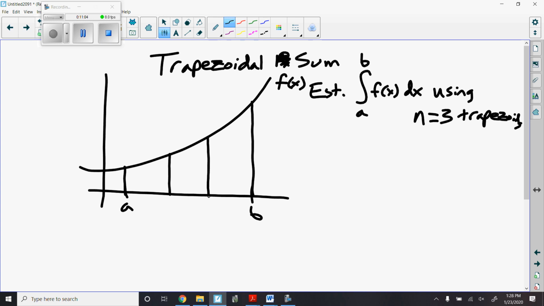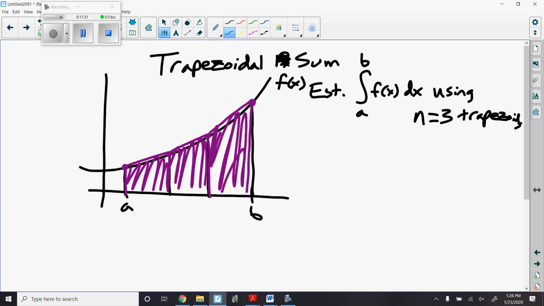I'll use a different color here so it stands out. I'm going to connect here and here, and I'm just going to draw a line between them and find that area. I'm going to connect these 2 points and find that area. I'm going to connect these 2 points, find that area. Similar to midpoint Riemann sums, we tend to get much more accurate estimations. These estimations tend to be much closer, oftentimes, than a left Riemann sum or a right Riemann sum are.